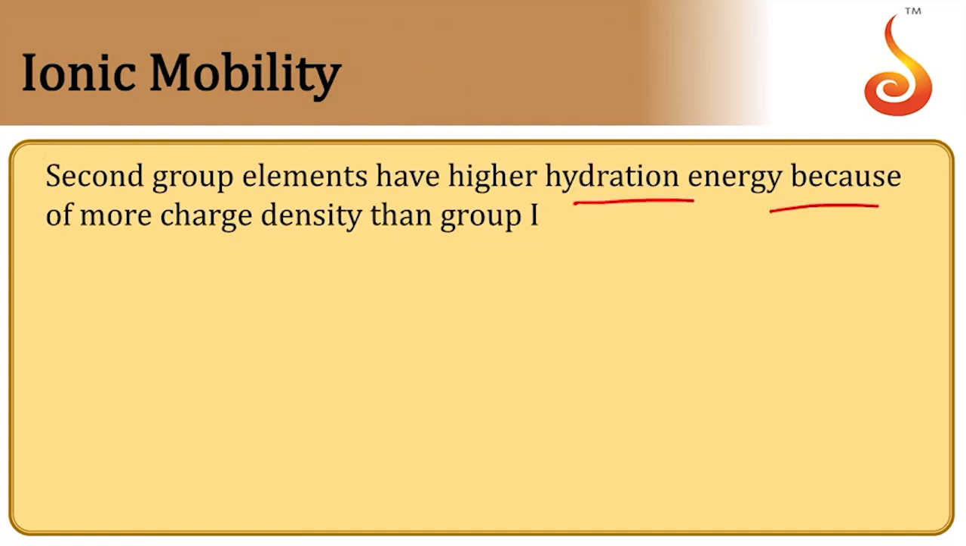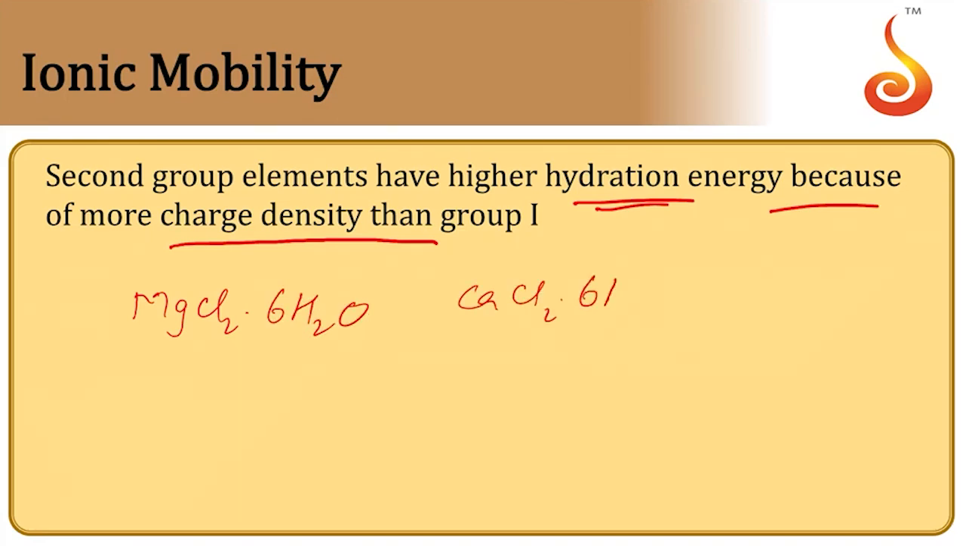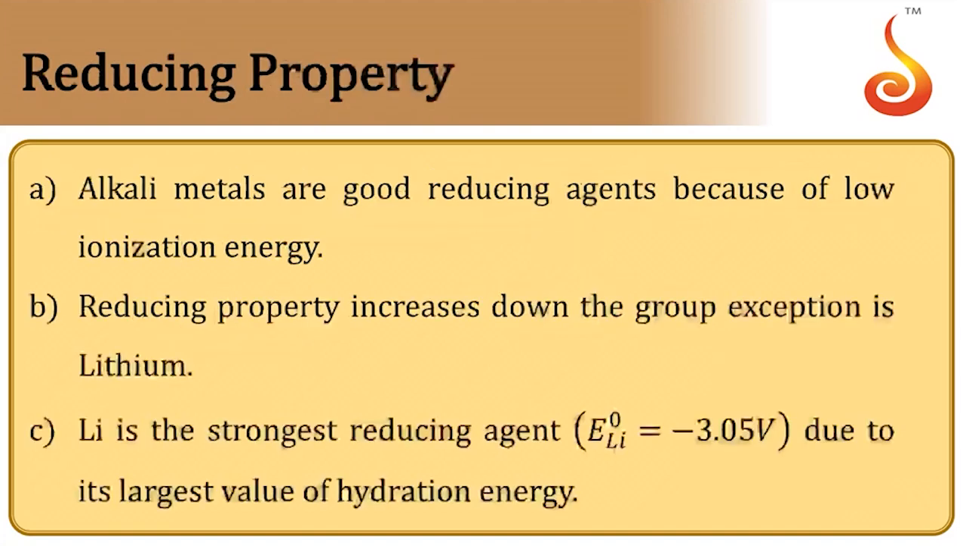Then second group elements. Second group elements have higher hydration enthalpy because of more charge density. That is, they have a smaller size and they also have larger charge. Therefore they have more charge density. And because of these hydration enthalpies, the second group metal salts exist mainly as hydrated salts. For example, magnesium chloride exists as hexahydrate, and calcium chloride also exists as hexahydrate. So these salts exist as hydrated salts because of their greater hydration enthalpy values.